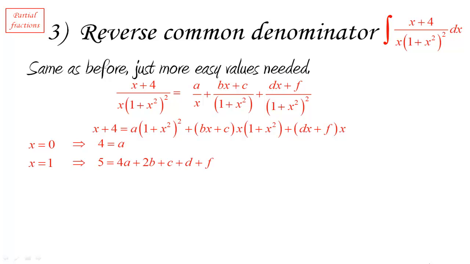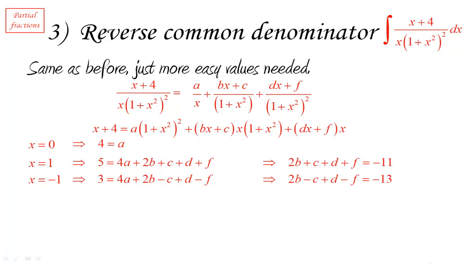Now, we know that a is equal to 4, so I can actually rearrange that to read 2b plus c plus d plus f equal negative 11. You can check again the arithmetic on your own. What other easy value am I going to pick? Well, I can pick negative 1, right? That's also fairly easy. And again, I'm going to go fairly quickly through the writing of the equations. You can pause and check it on your own.